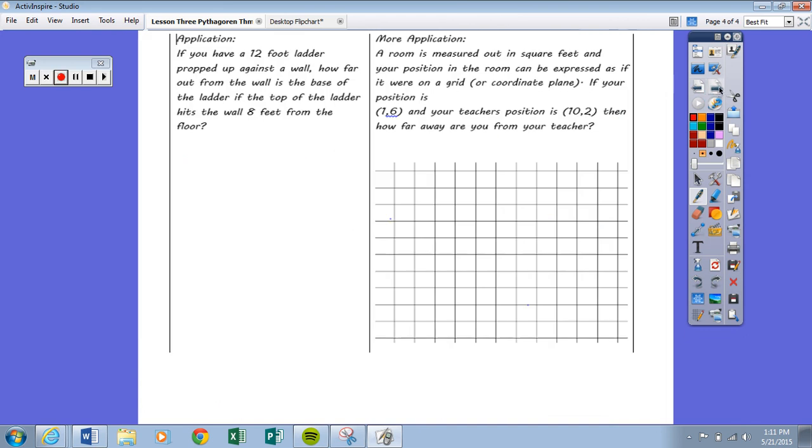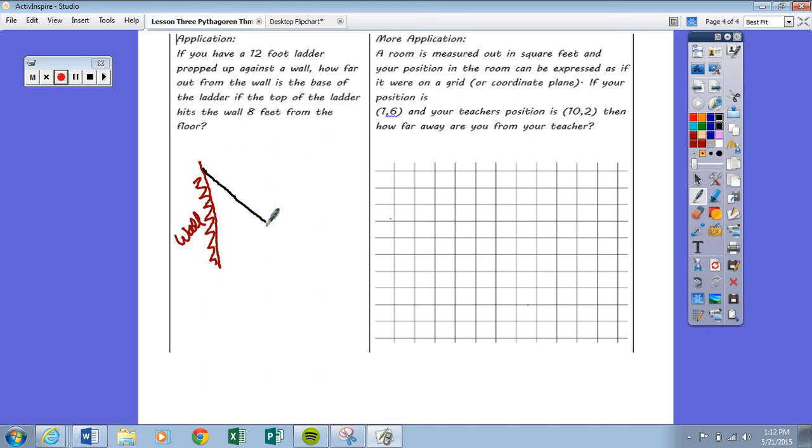Okay, the last part of this is application. So I know people don't like word problems, but for real, y'all, if you draw these out, these are like a piece of cake. These will be the easiest word problems you do. So let's talk application. If you have a 12-foot ladder propped up against a wall, so let me go ahead and draw my wall first. It's going to be my wall. And I'm propping a ladder up against a wall.